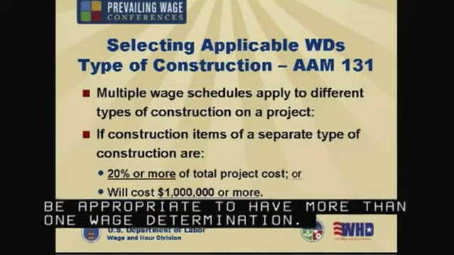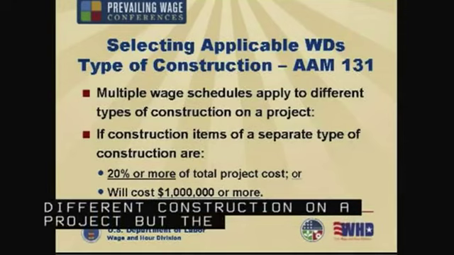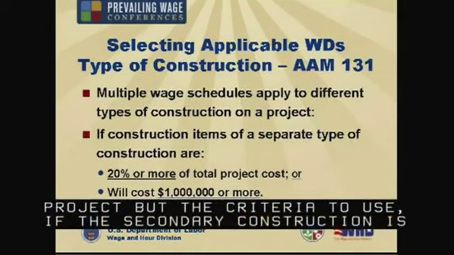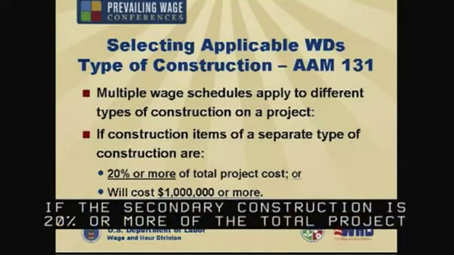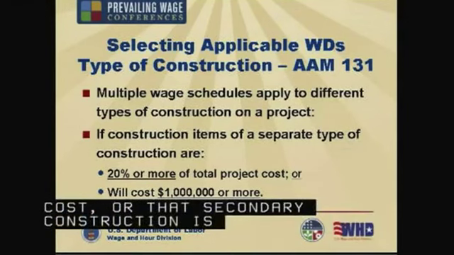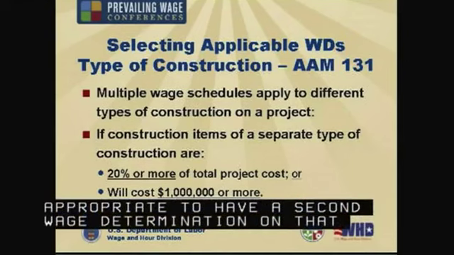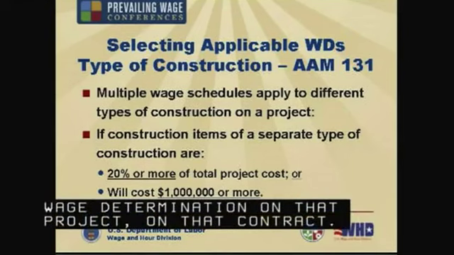But the criteria that are used is if the secondary kind of construction is 20% or more of the total project cost, or that secondary construction is worth $1 million or more, then it's appropriate to have a second wage determination on that project, on that contract, for that same area, place of performance.